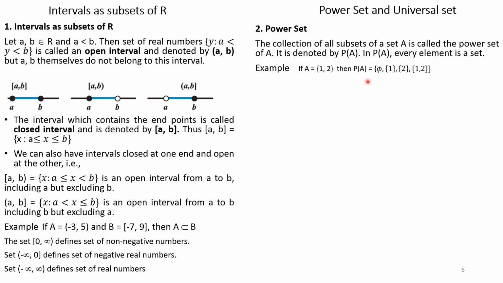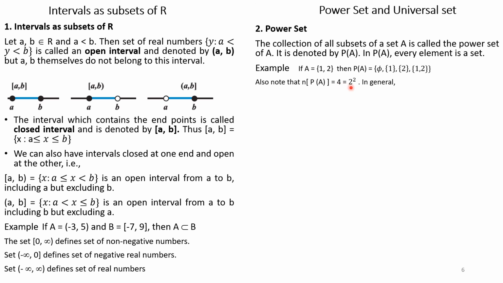Example: if A is equal to {1, 2}, then P(A) is written as the empty set, the singleton sets {1} and {2}, and {1, 2}. So this is a power set. Also note that n of P(A) equals 4, because there are 4 elements: the empty set, {1}, {2}, and {1, 2}. Hence n(P(A)) is equal to 4, which is 2 squared.